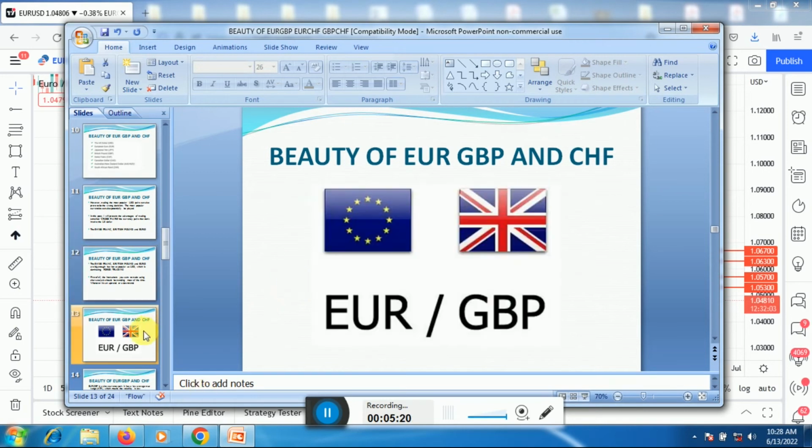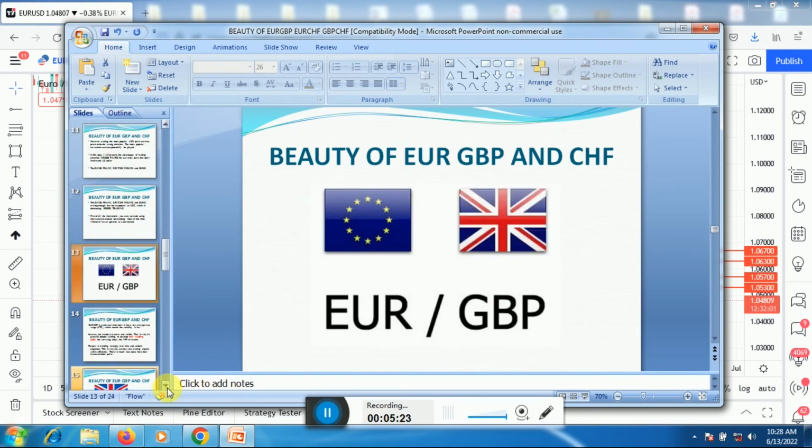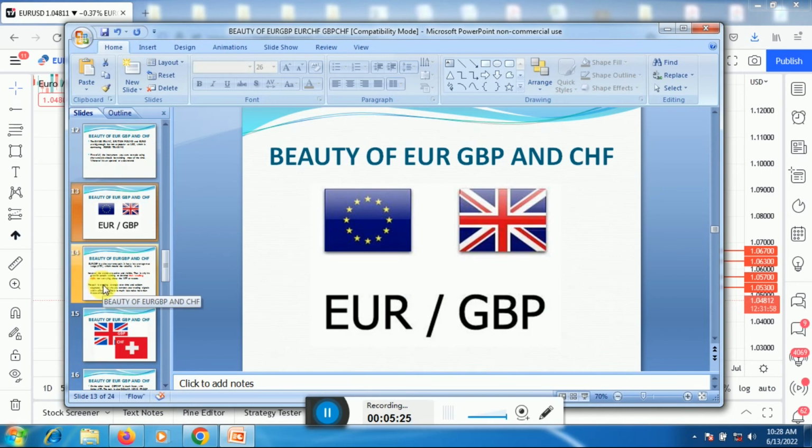If we're looking at EURGBP, EURGBP on its own is a huge currency pair. These are two major economies in the world which are based in Europe: the euro, which is the European Union, and the GBP, which is the British Empire. So these are two major currencies, right?